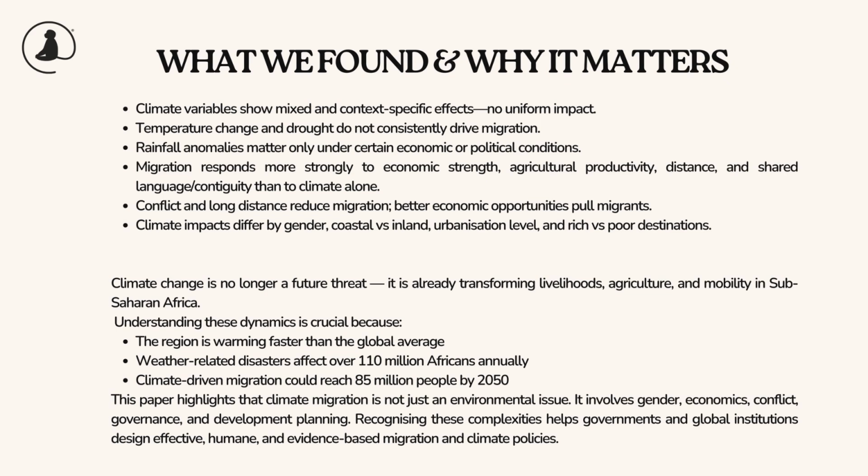The study finds that climate variables affect migration, but not always in predictable ways. Push factors for the origin countries. Temperature change and drought generally do not significantly push people to migrate. Rainfall anomalies sometimes act as a push factor, but only under specific economic and political conditions. Political violence and conflict deaths reduce migration, likely because borders close and mobility becomes dangerous. Greater distance strongly reduces the likelihood of migration.